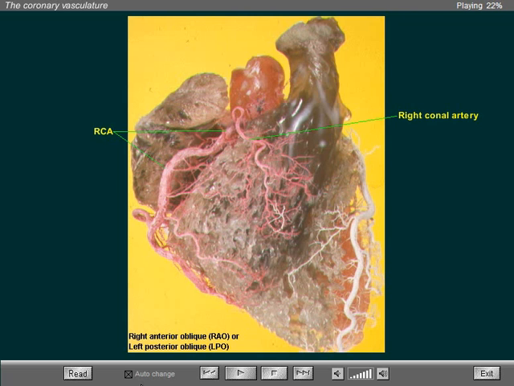Note that it eventually continues with the posterior descending branch, and that in front we can see the terminal branches of the left anterior descending coronary artery.